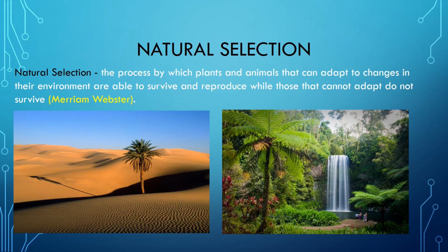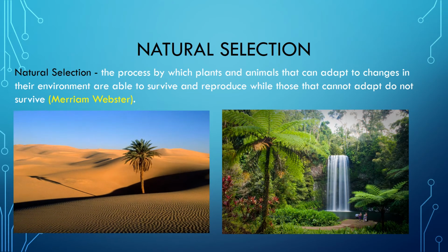All right, well, if we think about it in the context of natural selection, and here I've defined natural selection as the process by which plants and animals that can adapt to changes in their environment are able to survive and reproduce, while those that cannot adapt do not survive.